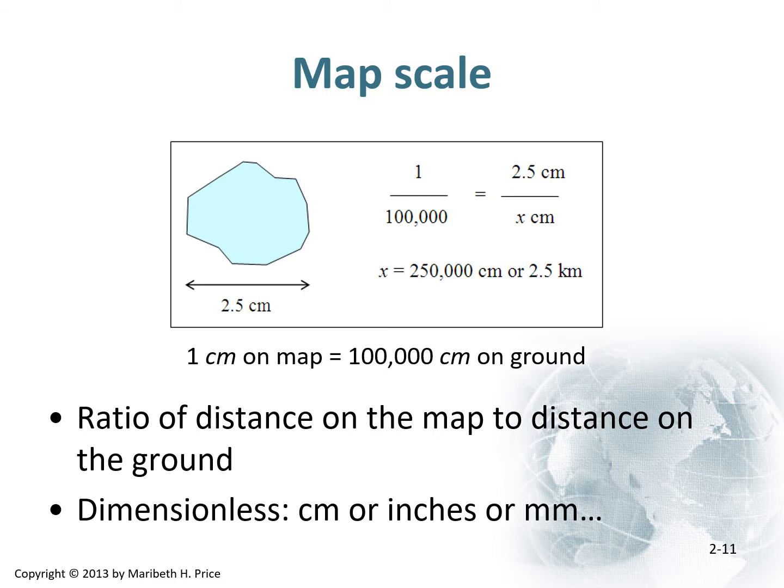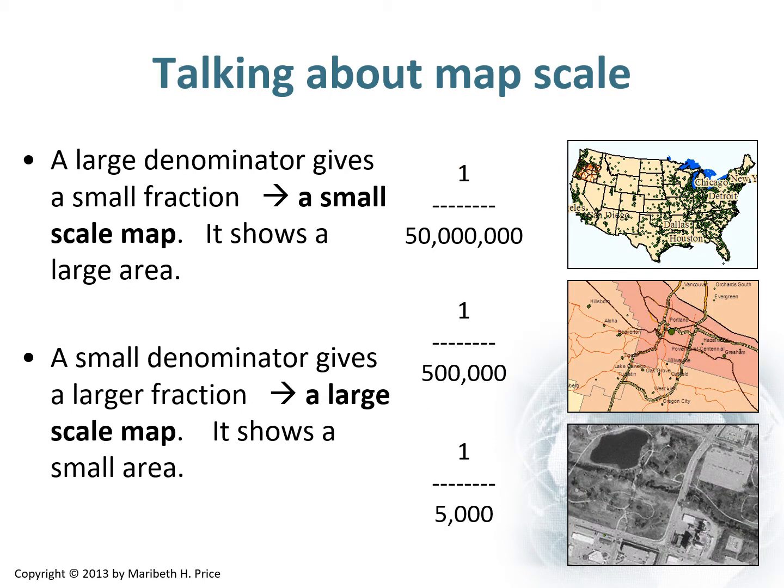Have some idea what map scale is: distance on the map divided by distance on the ground. Know the difference between a small scale and a large scale map. Small scale means it's a small fraction, so 1 inch on the map is a very large number on the ground, which gives you a very, very small number because it's a small fraction. So a small scale map looks at a very large area, where a large scale map looks at a much smaller area.